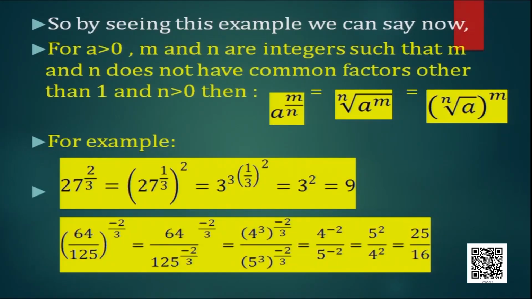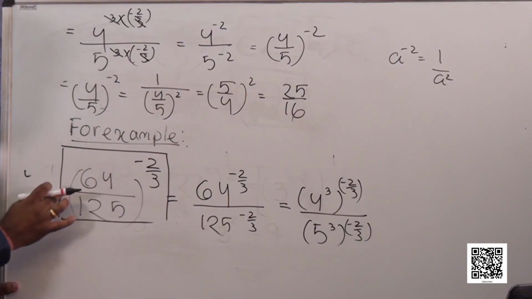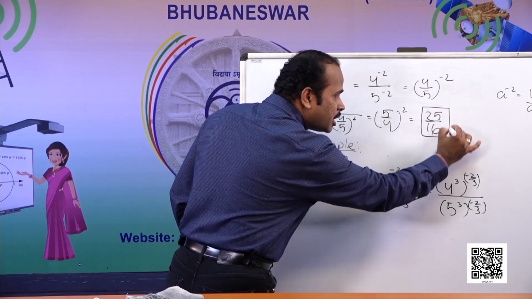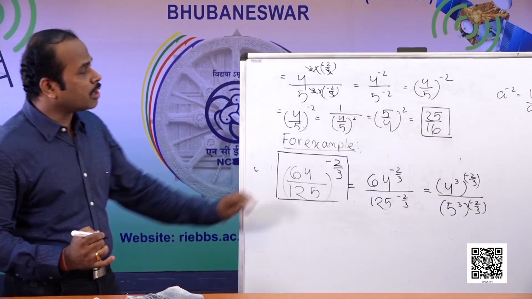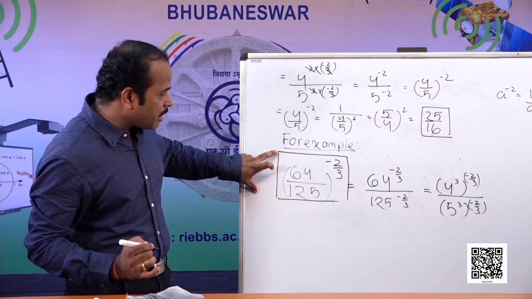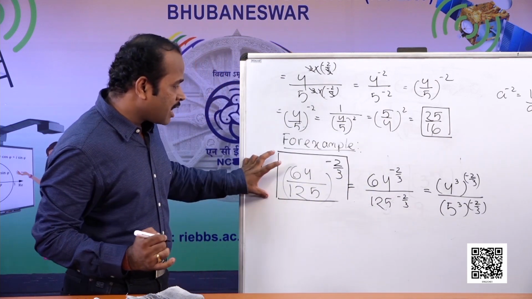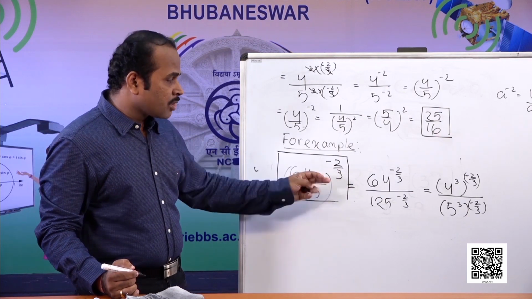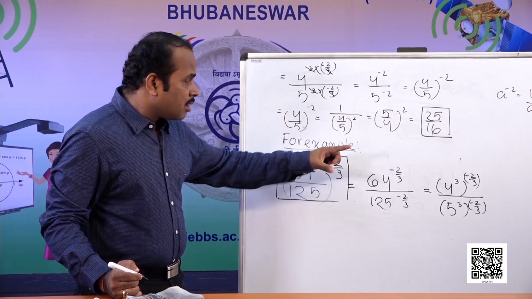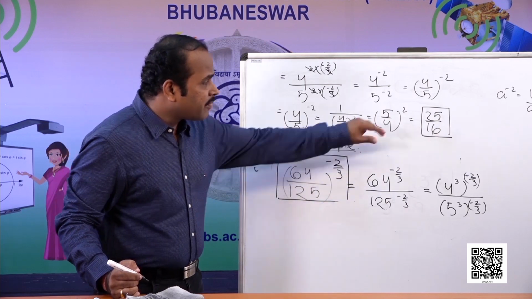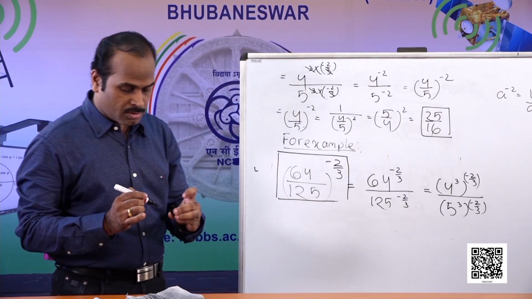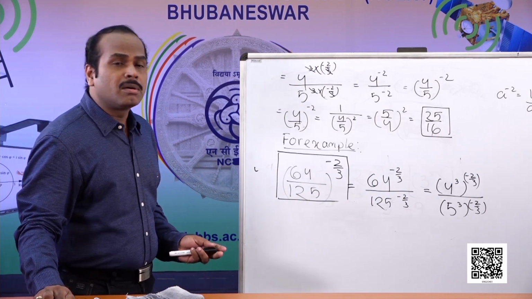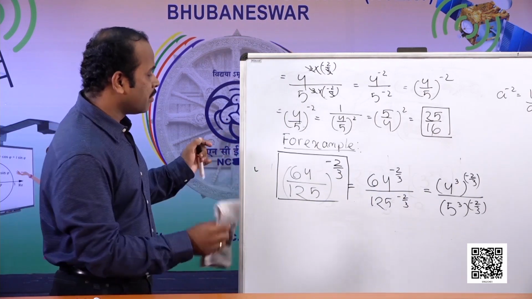So I started with 64 by 125 whole to the power minus 2 by 3, and finally I reached the answer 25 by 16. So this was my question and this is my answer. I started with this example 64 by 125 to the power minus 2 by 3, and by using the formula laws of exponents, I find finally it is 25 by 16. In this way, if we go for some more examples, we can be clear.